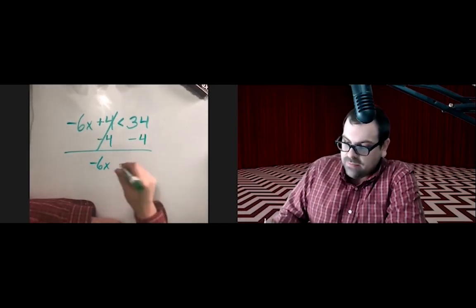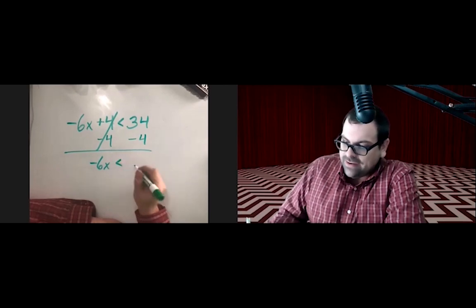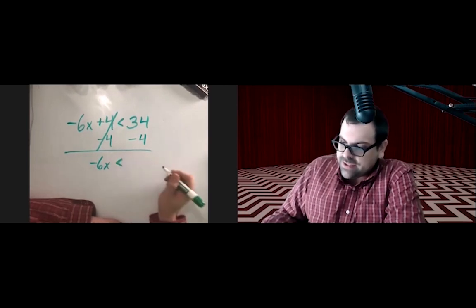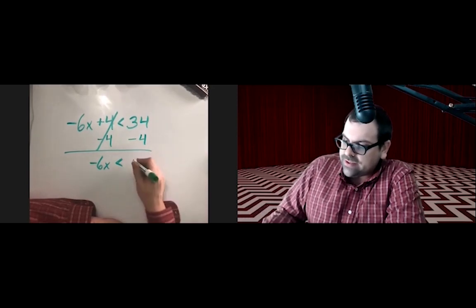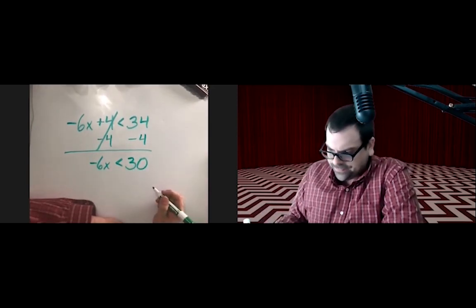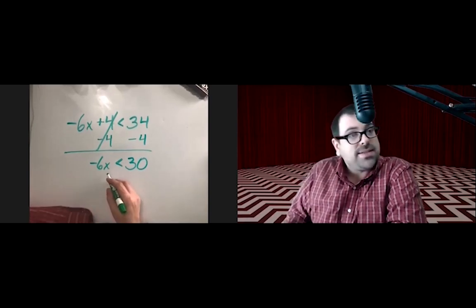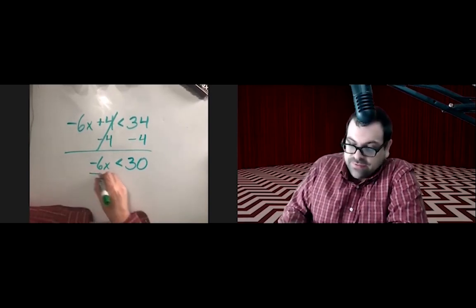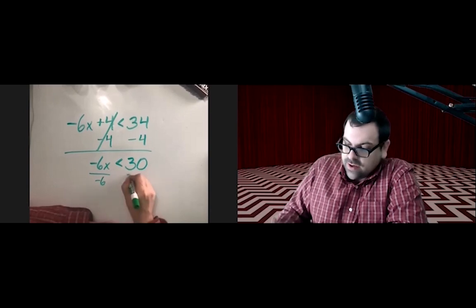Subtracting 4, that's not multiplying or dividing by a negative. So keep the sign like it is. 34 minus 4 is 30. I want to get the x by itself. I'm going to divide by negative 6.